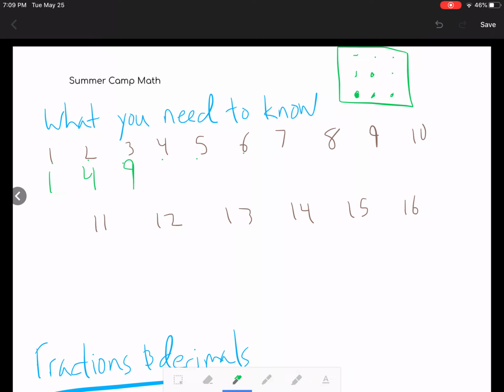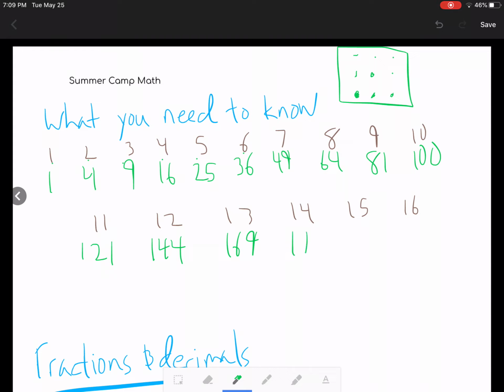So keep going. 4 squared is 16, 5 squared is 25, 6 squared is 36, 49, 64, 81, 100. At this point, you should be fairly familiar with those. But now, when we get up to 11, you got to get familiar with that one. 121, 12 is 144, 13 is 169, 14 is 196, 15 is 225, and 16 is 256.